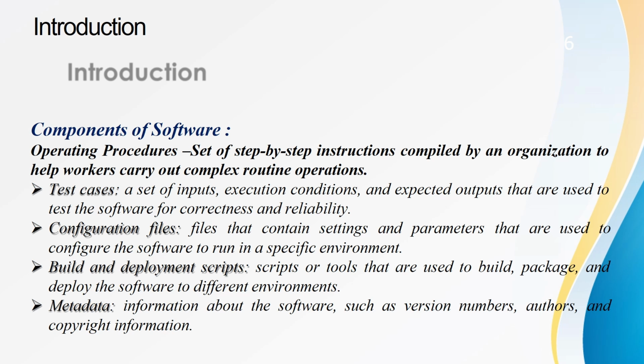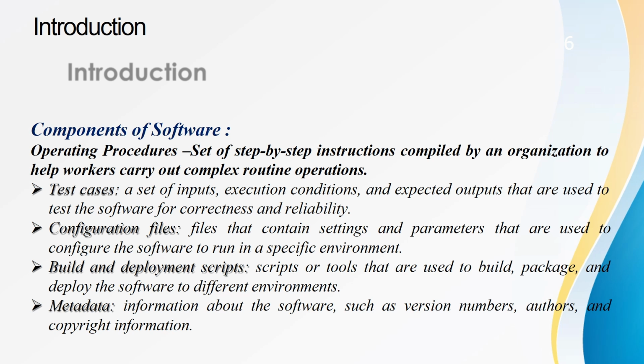The next one is metadata. What is metadata? It is information about the software, such as what kind of software version it is, the author, and copyright information. All this data is mentioned in metadata. So, all together, once again we summarize the points of operating procedures. In operating procedures, we should include test cases, configuration files, build and deployment scripts, and metadata.